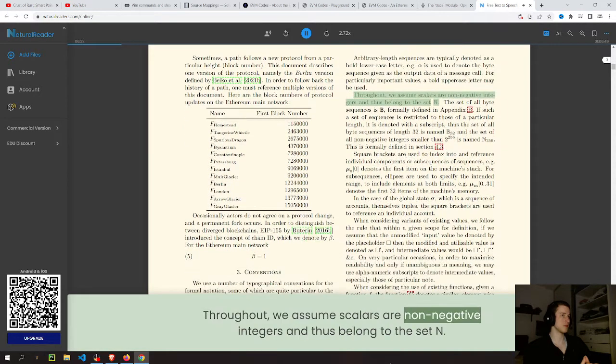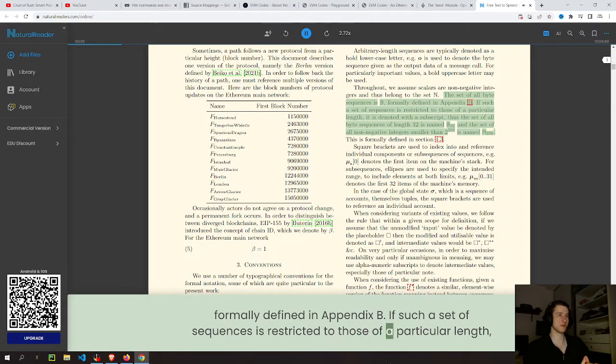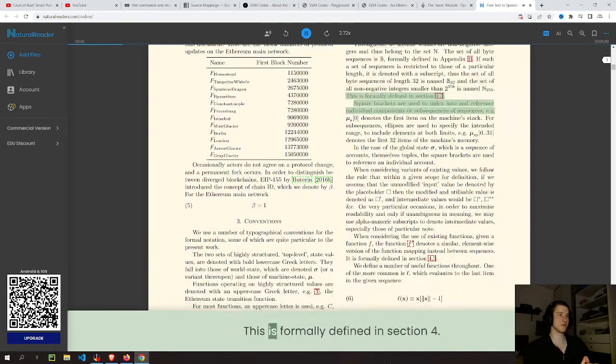Throughout, we assume scalars are non-negative integers and thus belong to the set ℕ. The set of all byte sequences is 𝔹, formally defined in Appendix B. If such a set of sequences is restricted to those of a particular length, it is denoted with a subscript. Thus, the set of all byte sequences of length 32 is named 𝔹_32, and the set of all non-negative integers smaller than 2^256 is named ℕ_256. This is formally defined in section 4.3.